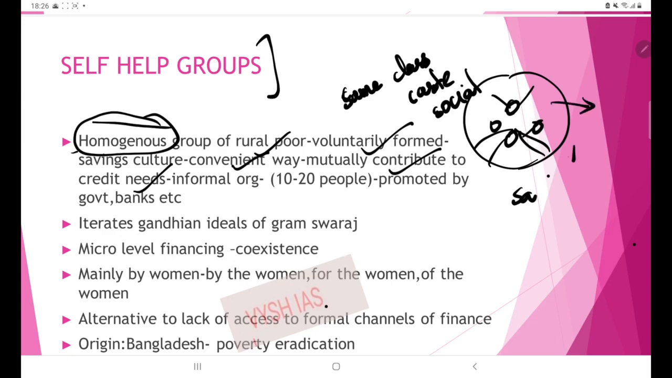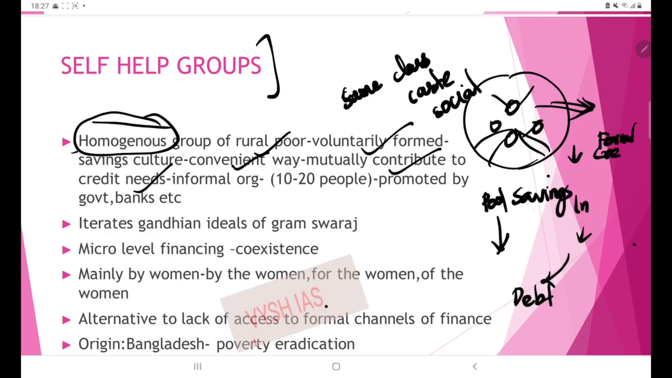Since these people are having less access to credit system, formal credit system access is less, and what they are having is informal credit systems like money lenders, etc. So this actually drives them to debt, suicides, farmer suicides, etc. So what you can do is, in self-help groups, these people are grouping themselves into voluntary groups and they are bringing in savings. They are pooling their savings, and within these groups they are actually giving this savings as credit to the members of this group. So they are mutually cooperating each other for aiding each other's development, and it is an informal organization.